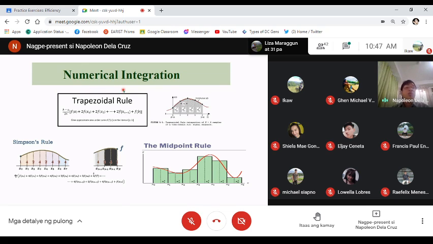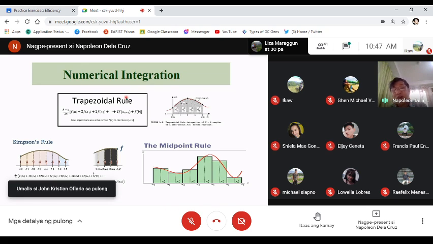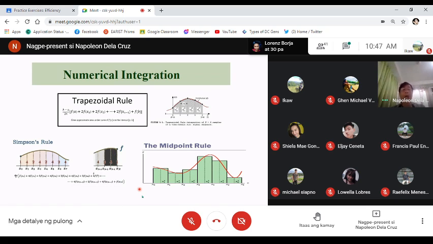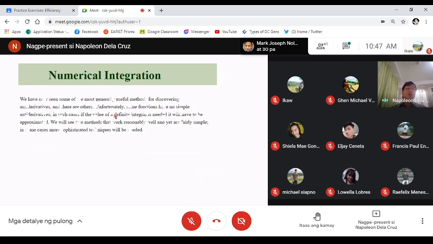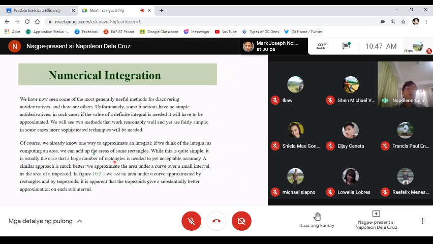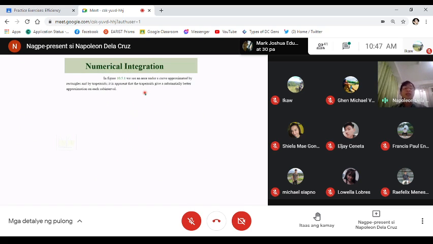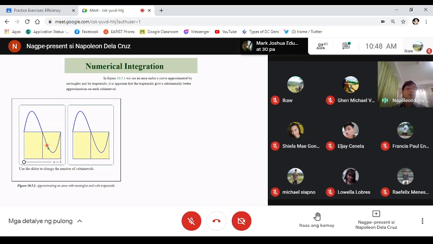Pero this time, we will be using numerical integration. Okay? Pero this meeting, we will discuss only the trapezoidal rule. Okay? So this will just be part of your readings. And this, let's say for example, we have this curve. Hinatin natin sa dalawa. Ganyan ang itsura ng curve.